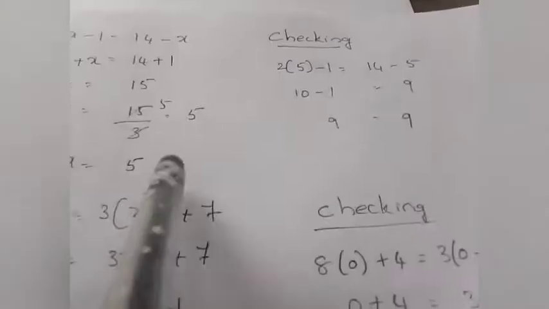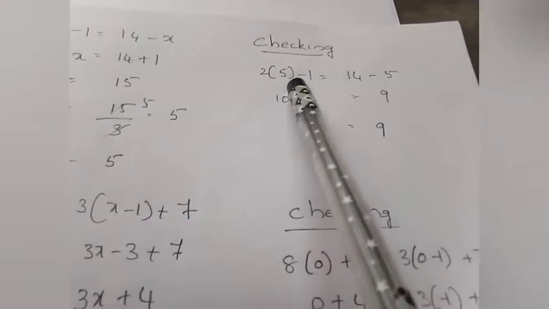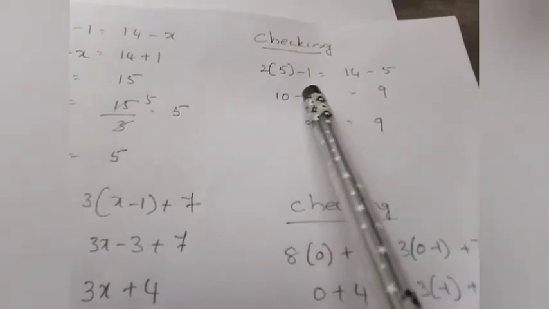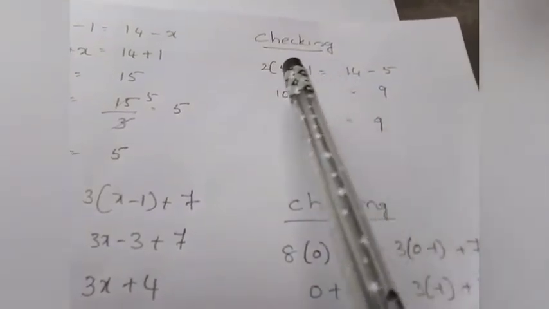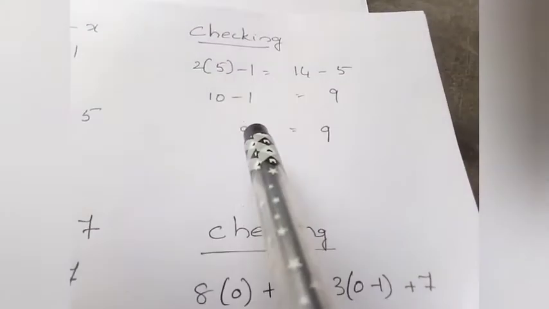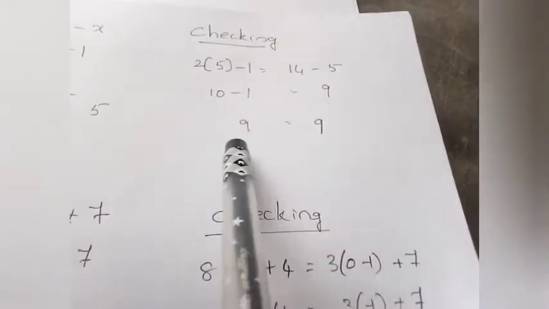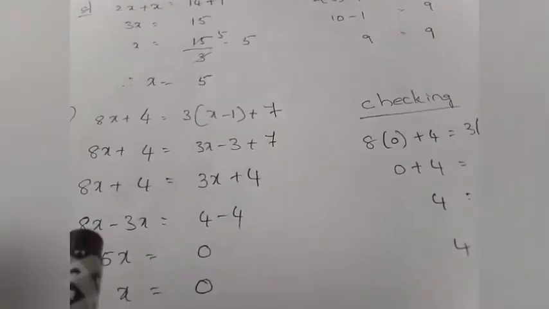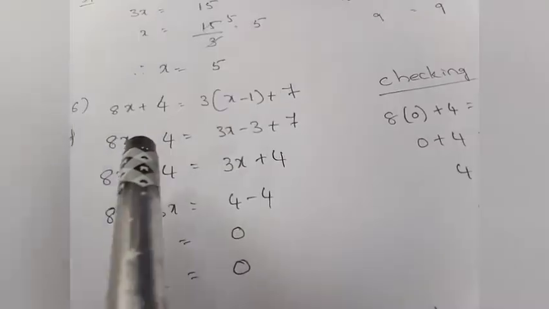This is the solution. Now checking. 2 into, instead of x I am writing 5, minus 1 is equal to 14 minus 5. 2 5s are 10 minus 1. This side 14 minus 5 is equal to 9. So 9 is equal to 9. So this is equal. Now come to the next problem, that is the sixth problem.